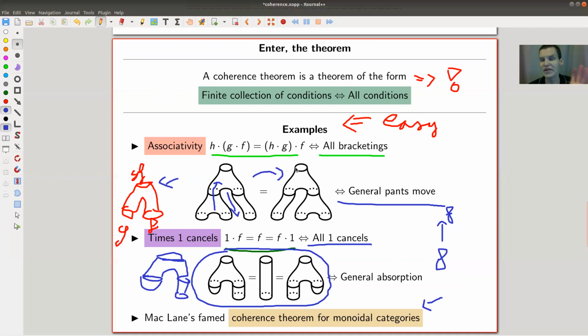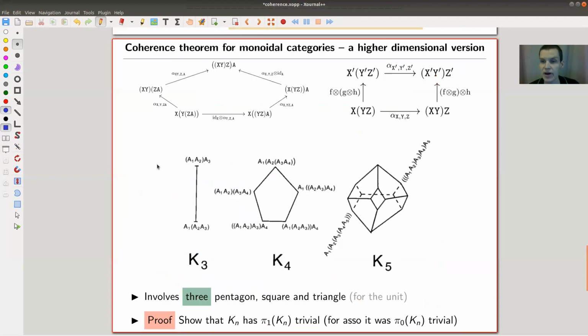And then it's not quite clear anymore why it should be associative in some sense, but Mac Lane's coherence theorem implies the same. There's a very finite number of conditions which imply a general statement. So let's have a look at Mac Lane's coherence theorem. Don't ignore the details on this slide. I'm going to explain the general setup.